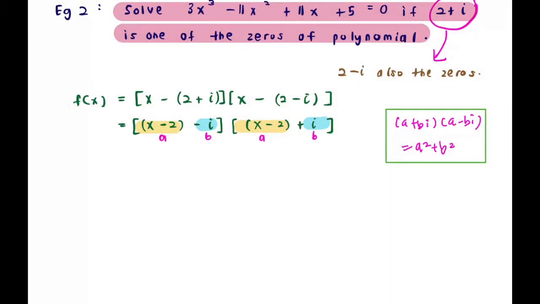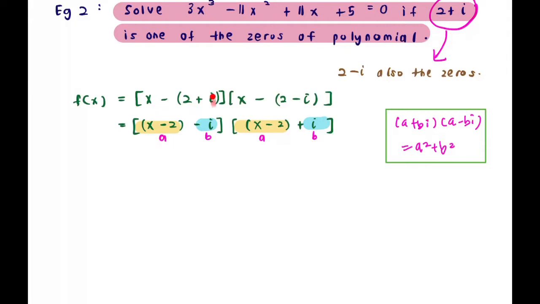Let's go to second example. Solve this polynomial here, 3x cubed minus 11x squared plus 11x plus 5 equal to 0, if 2 plus i is one of the zeros of the polynomial. So according to the conjugate theorem of complex numbers, if 2 plus i is a zero, therefore 2 minus i is also a zero. So you can build up the factor here.